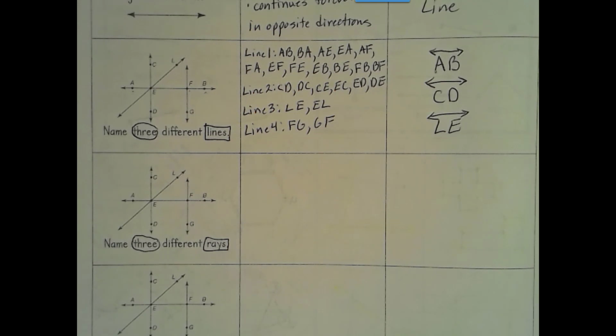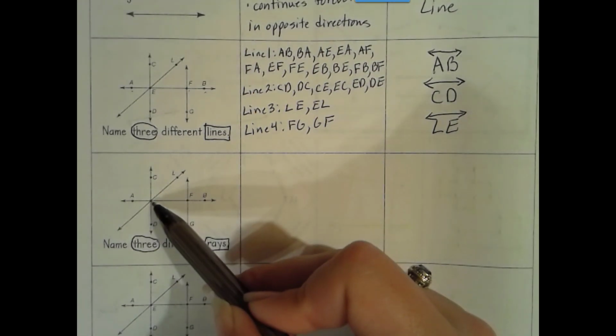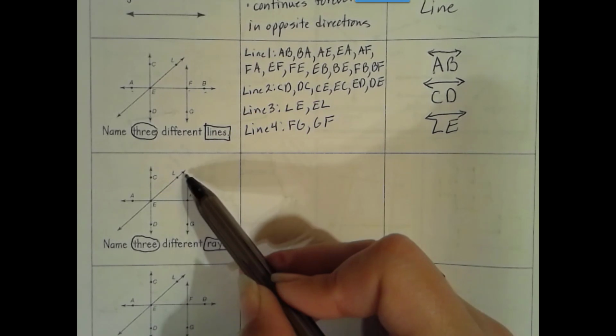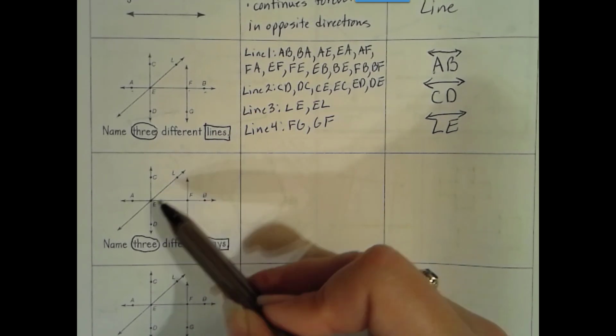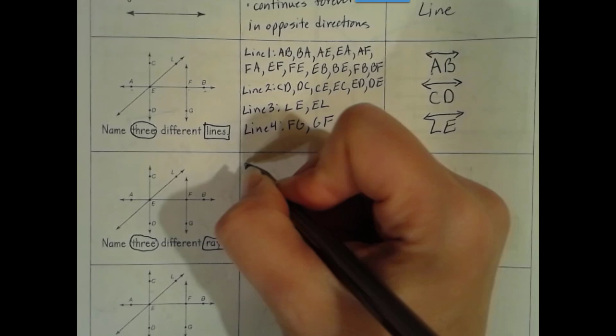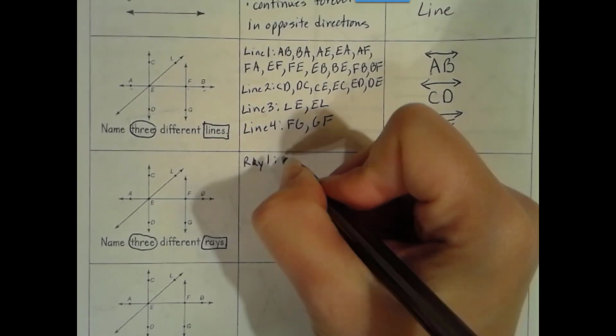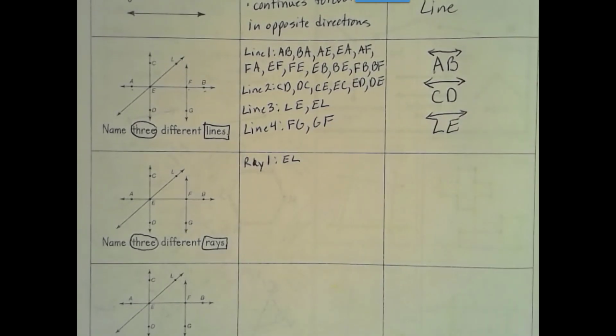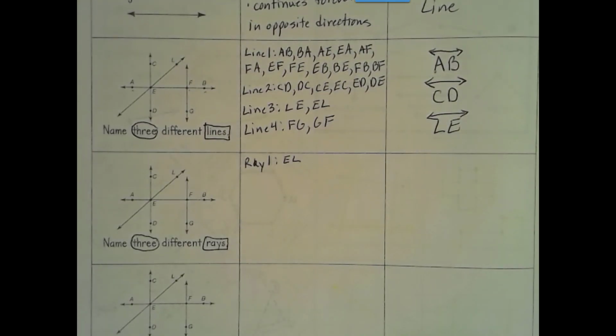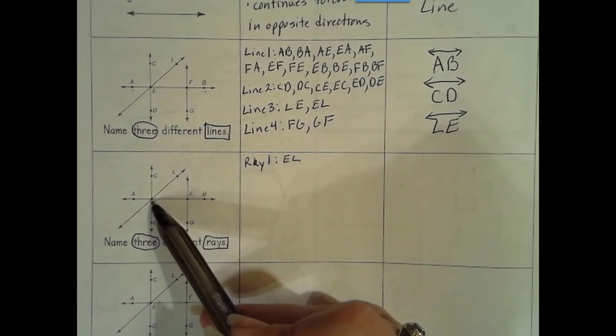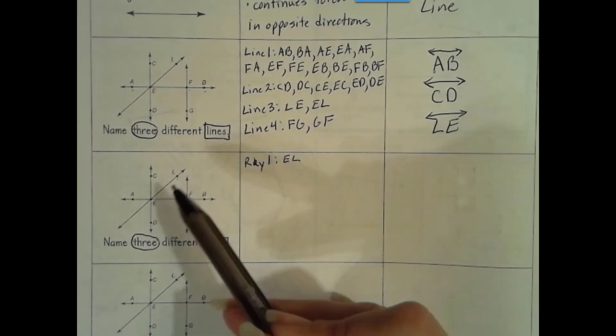Now, rays are different because you always have to have the endpoint listed first. So a ray that I see with E as an endpoint and continues out forever this way, because it has one endpoint and one arrow, would be, so ray 1 would be EL. I cannot have it as LE because this is not the endpoint. This one is. That would be a different ray.